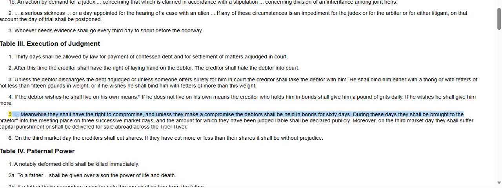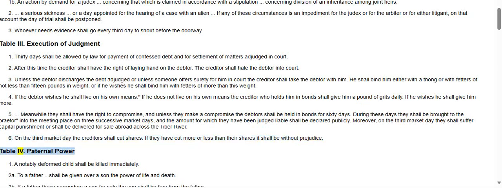5. Meanwhile, they shall have the right to compromise, and unless they make a compromise, the debtors shall be held in bonds for 60 days. During these days they shall be brought to the praetor into the meeting place on 3 successive market days, and the amount for which they have been judged liable shall be declared publicly. Moreover, on the 3rd market day they shall suffer capital punishment or shall be delivered for sale abroad across the Tiber River. 6. On the 3rd market day the creditors shall cut shares. If they have cut more or less than their shares, it shall be without prejudice.